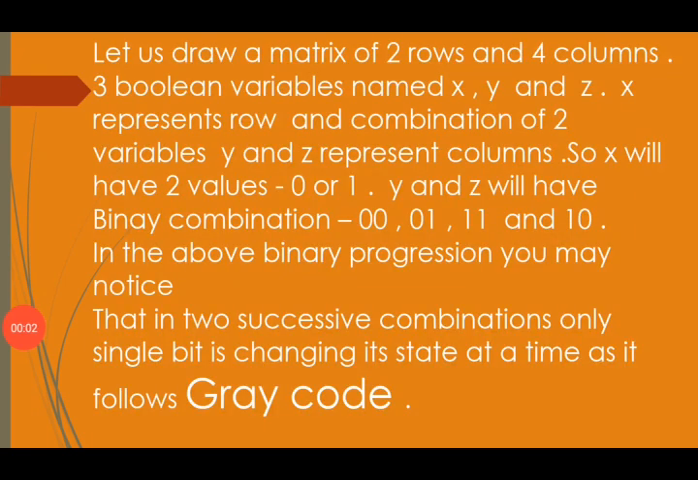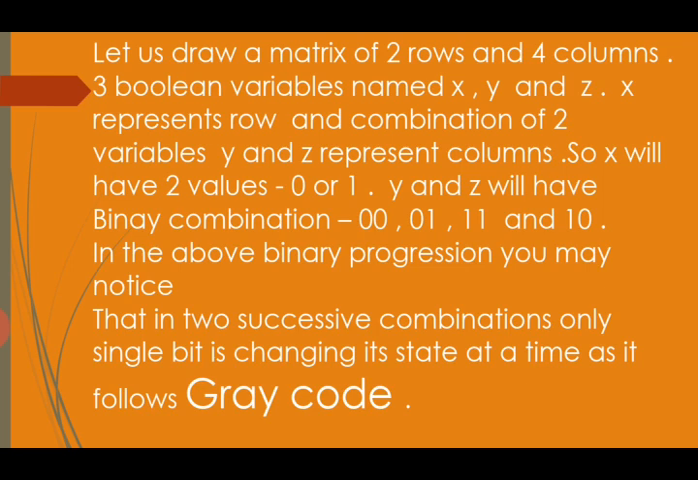Now students, after drawing the matrix of 2 rows and 2 columns, we have to draw a matrix of 2 rows and 4 columns. I hope everybody has understood well how to design or draw a matrix of 2 rows and 2 columns, where we have 2 variables, x for the rows and y for the columns. But now in this matrix of 2 rows and 4 columns, we have 3 Boolean variables named x, y and z. X represents the row and the combination of 2 variables y and z represents the columns.